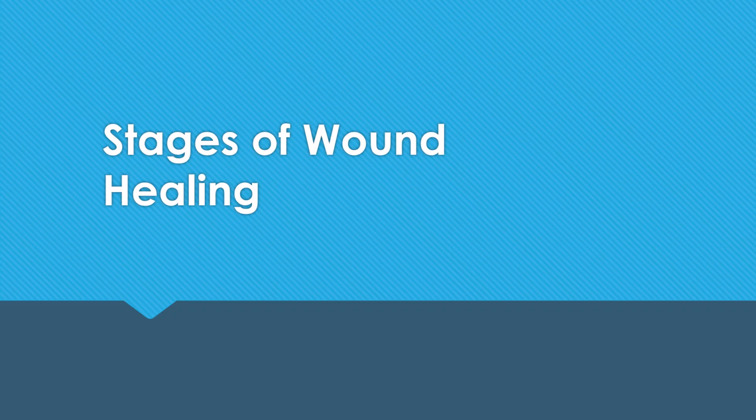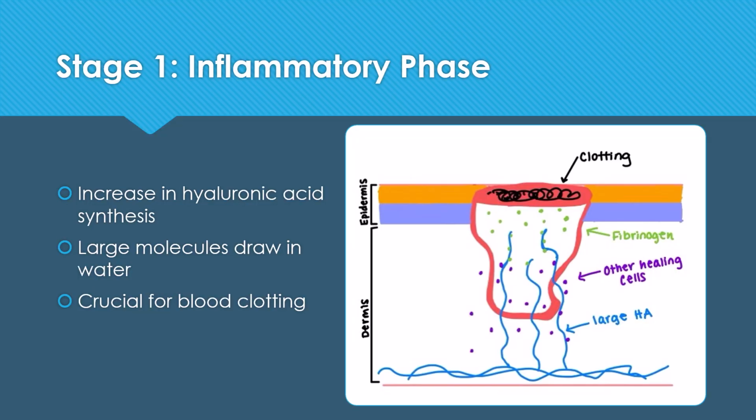Now that you know more about how hyaluronic acid is made in the body and its properties, I'm going to talk about the different stages of wound healing and the involvement of HA in them. The first phase of wound healing after the skin has been hurt is called the inflammatory phase. Hyaluronic acid synthesis increases drastically immediately after the skin is wounded.